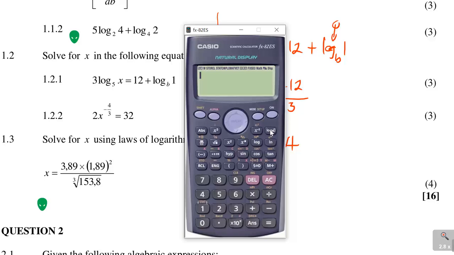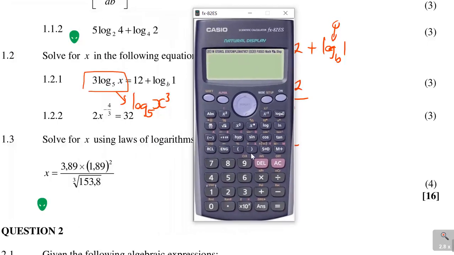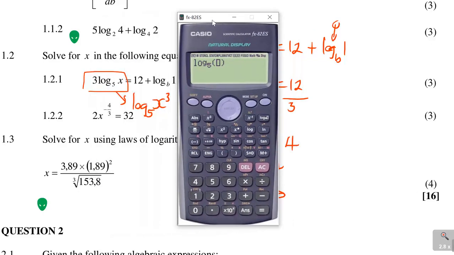this is log. Now before we test on the calculator, we need to be careful here because you must know how the calculator works. 3 log base 5 of x is the same as log base 5 of x to the power of 3. So if I'm testing now my value of x, it will be log base 5. Now my x, remember, is 5 to the power 4, which is 5 to the exponent 4, to the exponent 3.